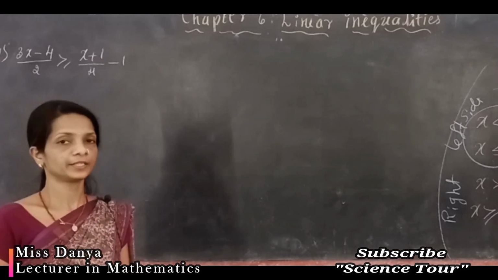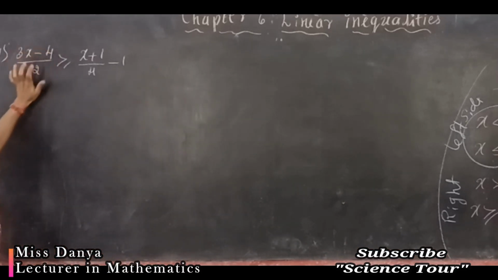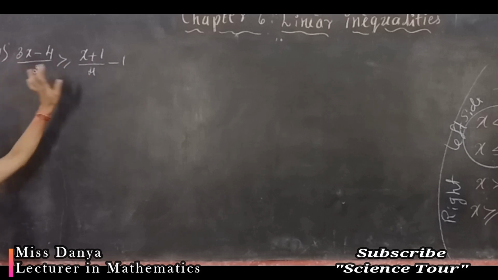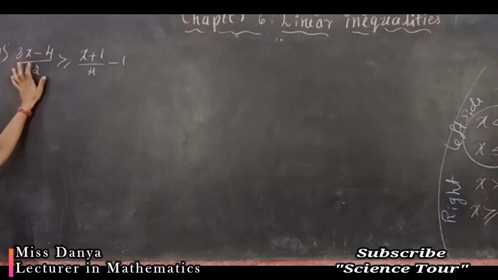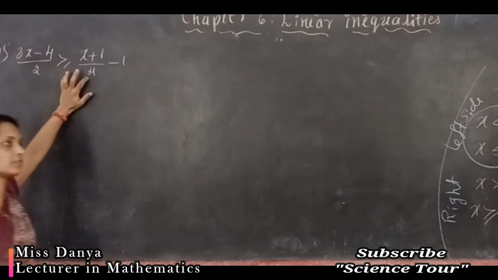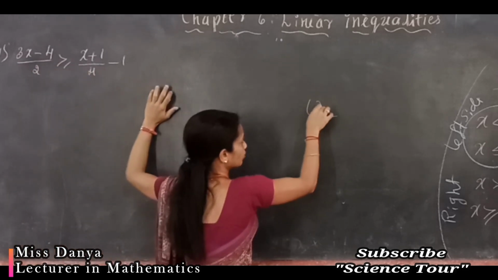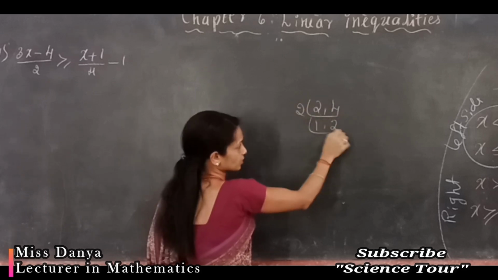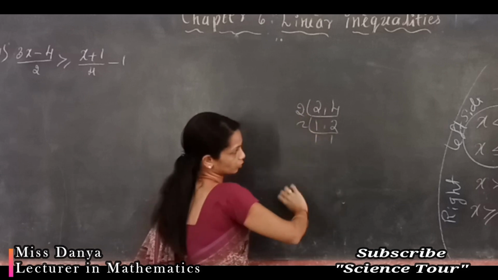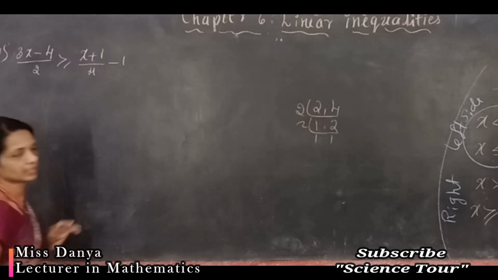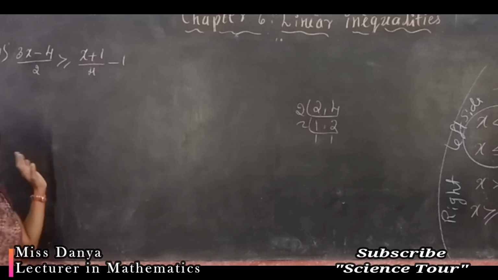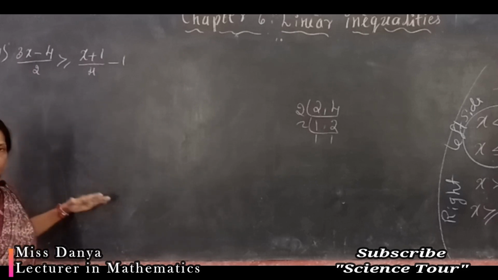Next inequality is (3x minus 4) divided by 2 greater than or equal to (x plus 1) divided by 4 minus 1. If you have more than one denominator, you have to take the LCM of these two denominators, that is 2 and 4. LCM is what? 2 divides both, 2 ones 2 times, next 2 1 1. 2 into 2, that is 4. You can take the LCM of denominators, or you can take a product of denominators also. If you do it any way, you will get the same answer at the end.